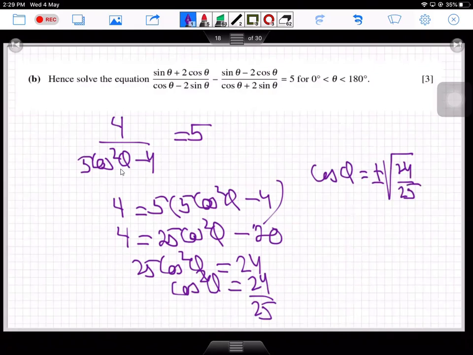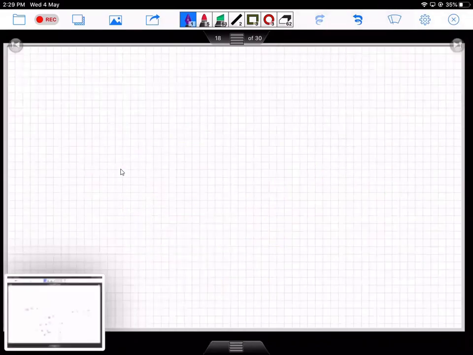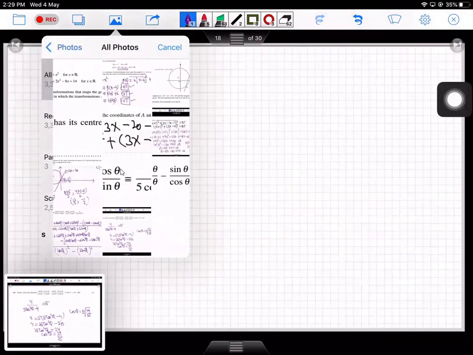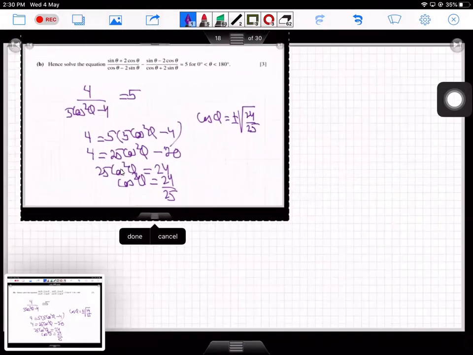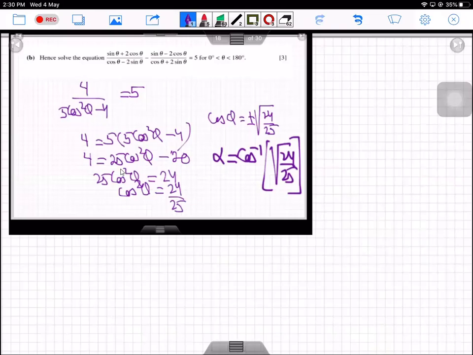Okay, so you need to solve the equation now, and the interval is that theta is greater than 0, less than 180 degrees. So in order to find the basic angle alpha, always ignore the negative sign. So alpha, the basic angle, is equal to cos inverse under root of 24 over 25. Calculator must be in degree mode. Cos inverse under root of 24 over 25. This is 11.54 degrees. Always write alpha, the basic angle, correct to 2 decimal places.